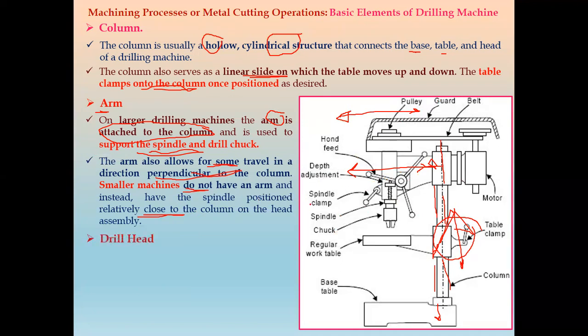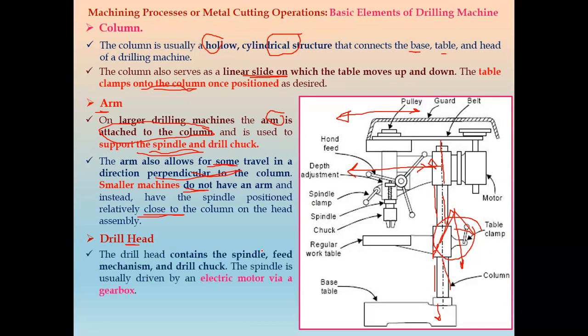Next part is the drill head. So the drill head contains the spindle, that is the rotating part. Then we have the feed mechanism. It may be an electric motor with belt and pulley arrangement or an electric motor with gearbox. And we have a drill chuck. So all of this is contained in a drill head. It consists of the spindle, feed mechanism, and drill chuck.